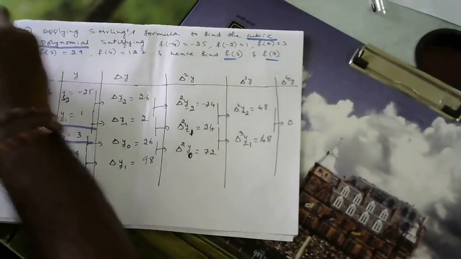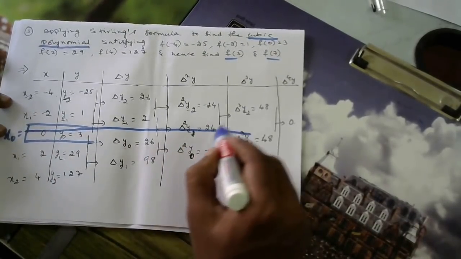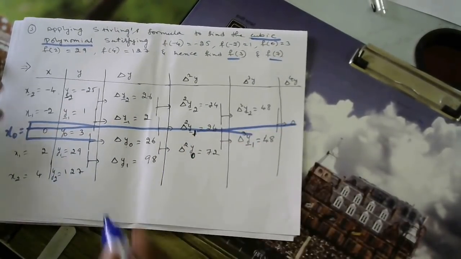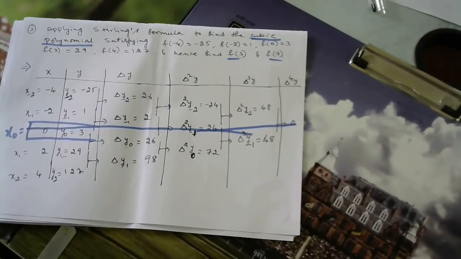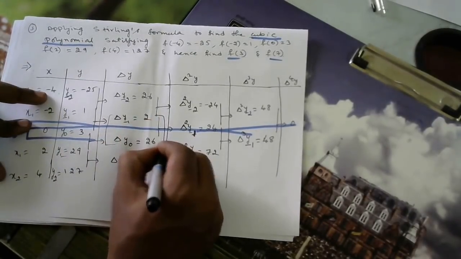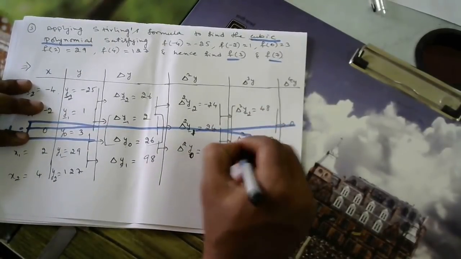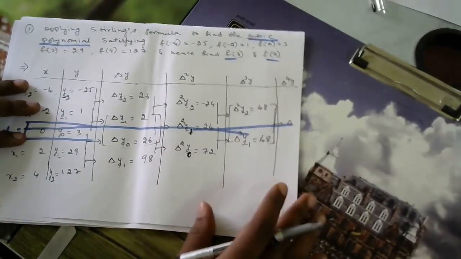So here, the central line should always have even-order differences. For the odd differences, you have to take the average of the odd differences. Now you have to write the formula, then find the polynomial.